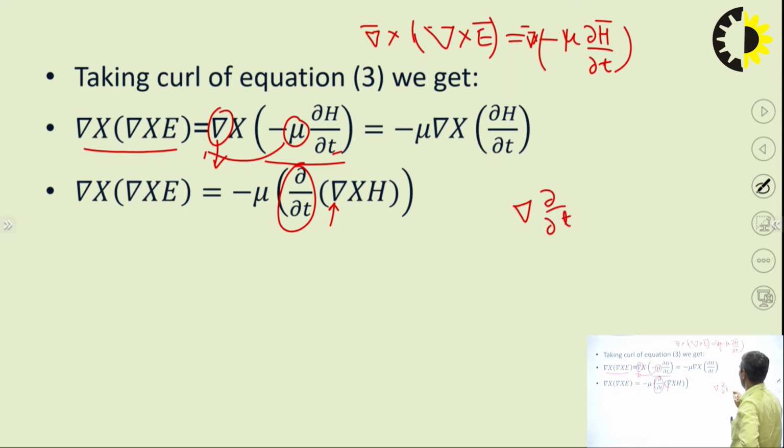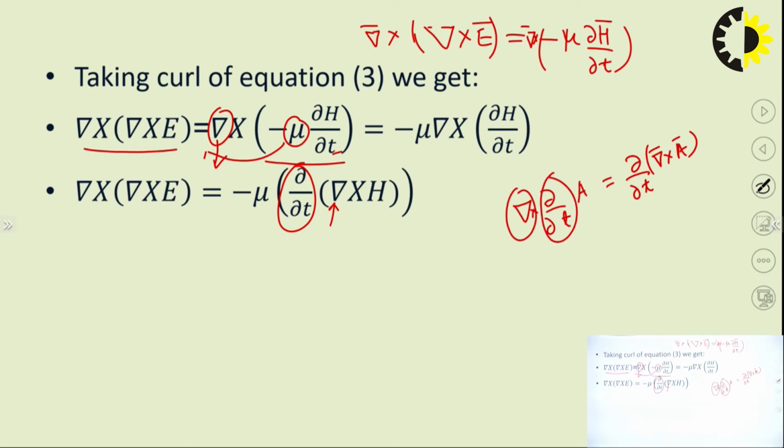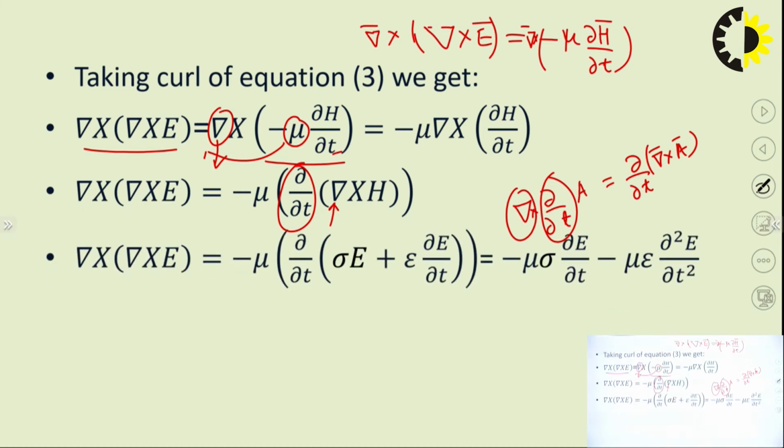So if we apply like this on some function, suppose del cross on some function A, or if we apply like this, both are same, because this del operator and del by del t operator commute to each other. Commute means, suppose this is operator A, this operator B, so AB must be equal to operator B into operator A. So order doesn't matter, that means these two operators commute with each other.